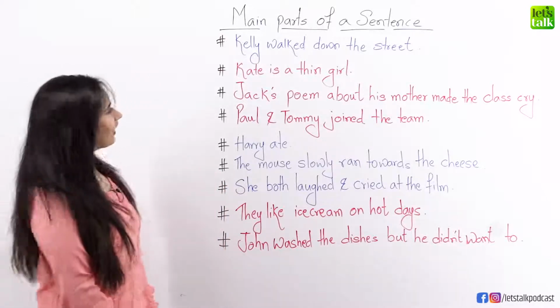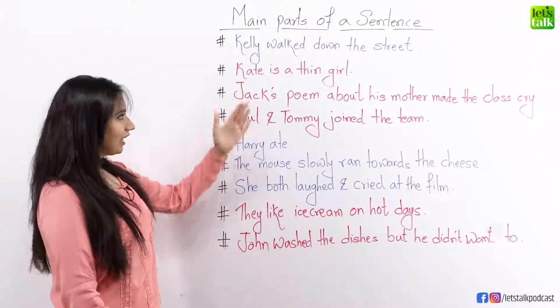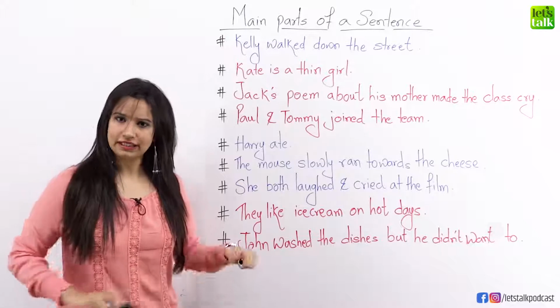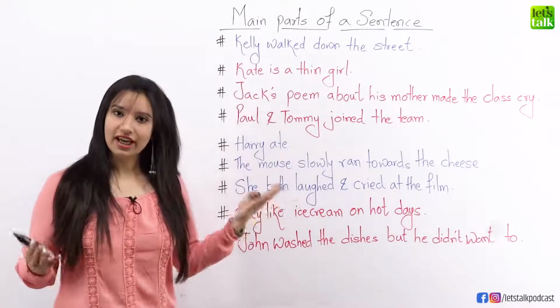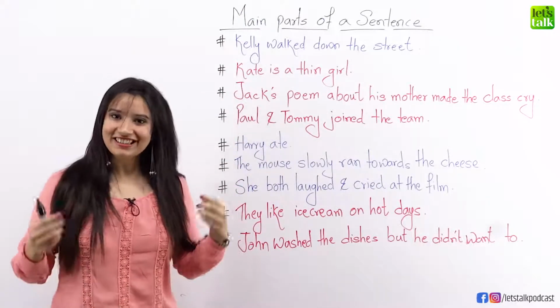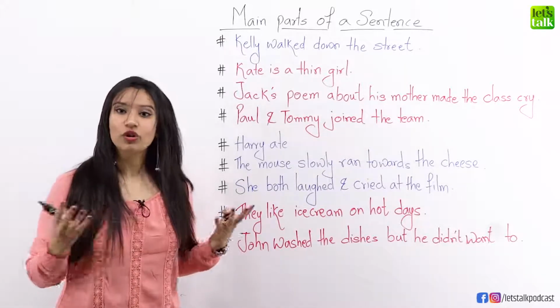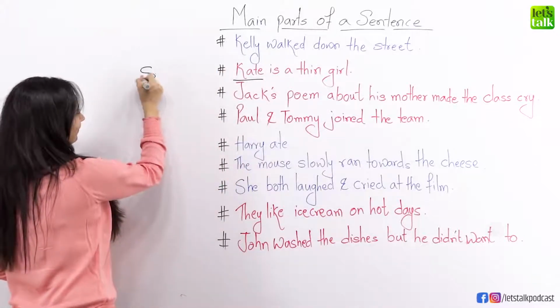Right, so here we are, and let's look at the first sentence that we have in red. Kate is a thin girl. Right? So what question can you form for this sentence? You could say, who is a thin girl? The answer would be, Kate is a thin girl. So what is Kate here? Kate is the subject. Yes, because it's answering the question, who? So Kate is the subject.